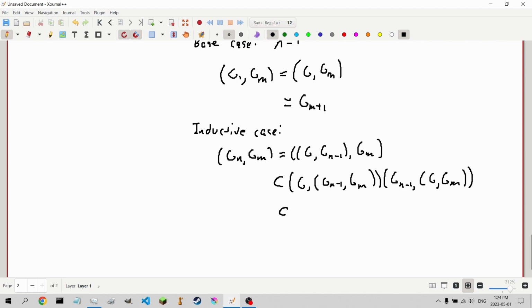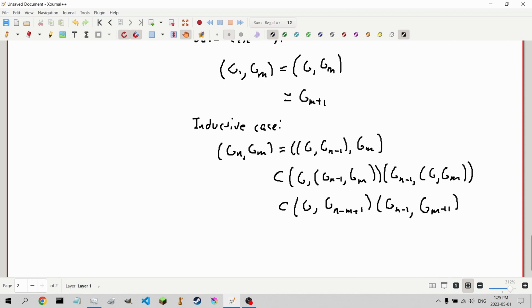And by induction, this one on the right resolves to g n minus m plus 1. And this one on the right, keep in mind, we're keeping m fixed and we're inducting over n. No, never mind. This is actually just definitionally going to be gm plus 1. We don't even need to go through that.